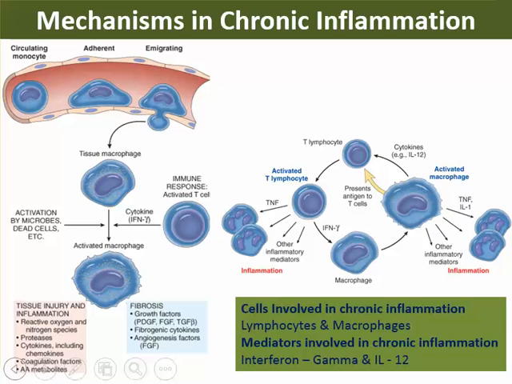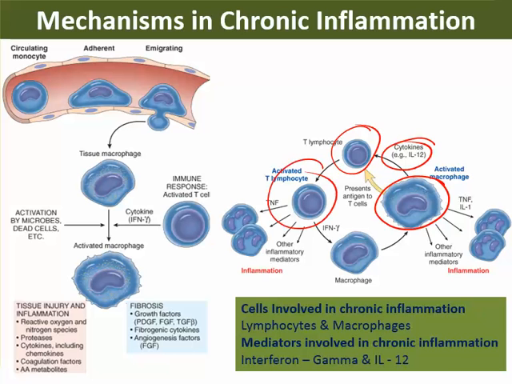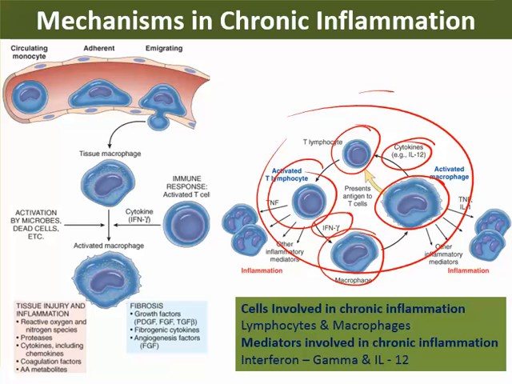Now you all know a macrophage gets activated, right? Once it gets activated, it releases IL-12. That will stimulate the T lymphocyte. The activated T lymphocyte releases interferon gamma. Then again that will go to the macrophage. So this is the cycle. So this is called chronic inflammation.